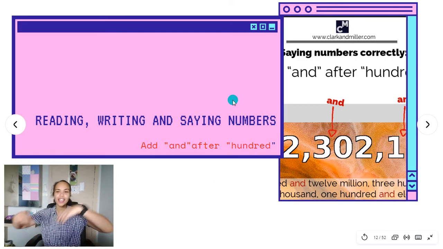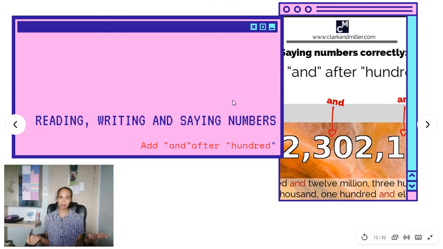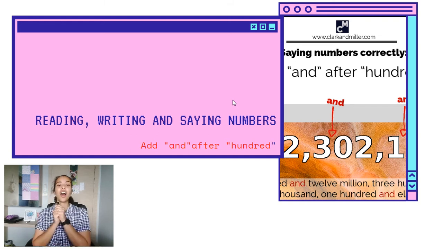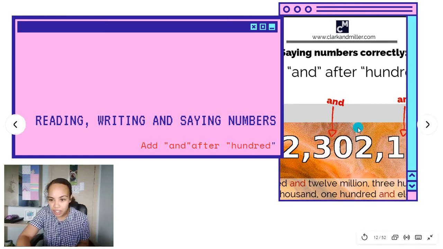There we go. Okay. So now we've seen all these big numbers, and some of us are still confused. We don't know how to say the numbers. We don't know how to read them. We don't know how to write them. This is the rule. Okay? I hope you're ready. Add and after 100. So add means put, okay? Plus. Every time you see 3 numbers, put and after 100.